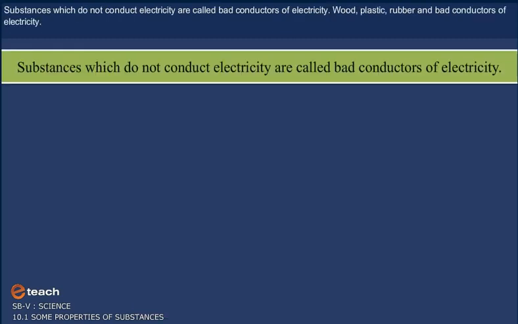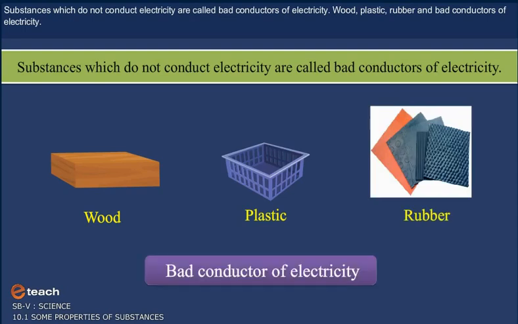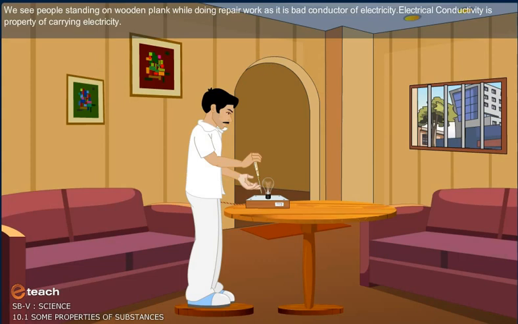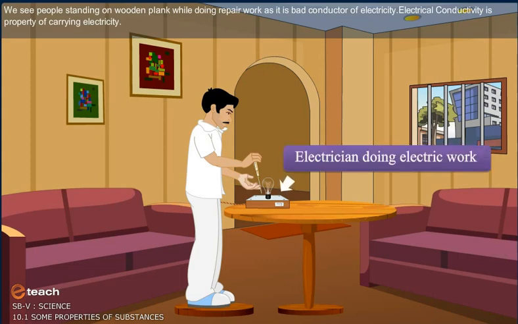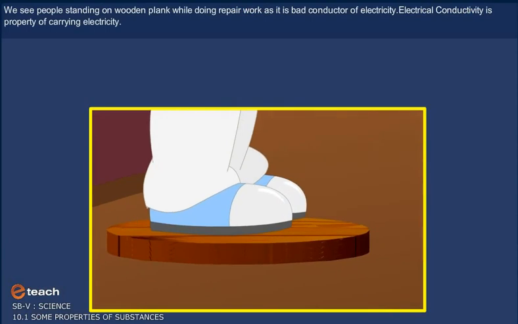Substances which do not conduct electricity are called bad conductors of electricity. Wood, plastic and rubber are bad conductors of electricity. We see people standing on a wooden plank while doing repair work as it is a bad conductor of electricity. So, now you know what electrical conductivity is. It is the property of carrying electricity.